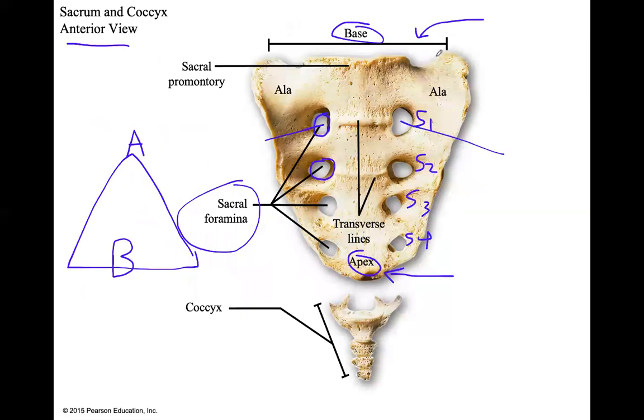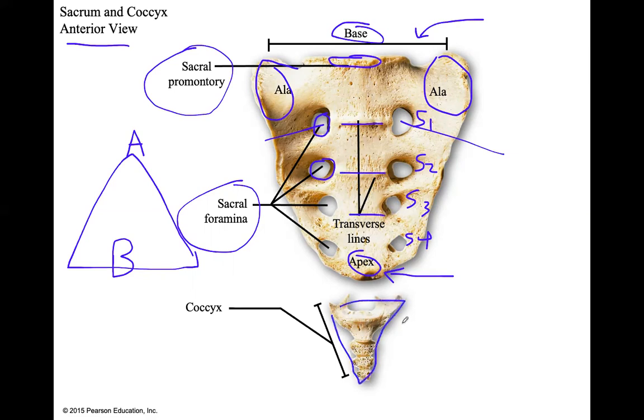This portion up here is called the sacral ala. The front most prominent part right in here is called the sacral promontory. These are transverse lines. And then down at the bottom, we have the coccyx. The coccyx is anywhere from 3 to 5 fused segments.